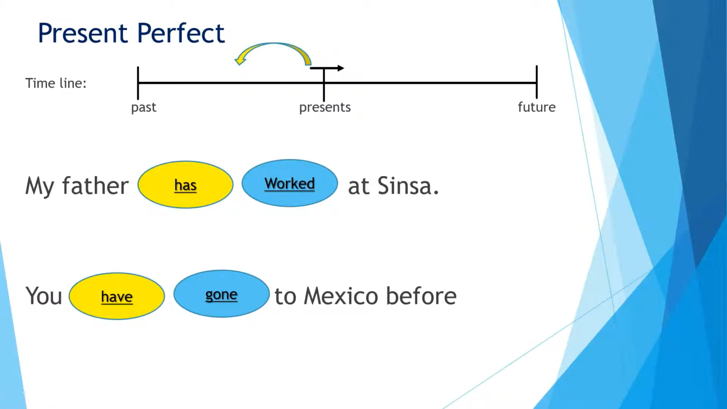So moving on to the present perfect, how we use present perfect. We use present perfect when we are talking about an action that has a connection with the past. It's an action in the present that has a connection with another action or the same action in the past. We use this more for experience, moments, things that we lived in the past. Okay, so right here we have a sentence: my father has worked at Cinsa. Right, my father has worked at Cinsa.